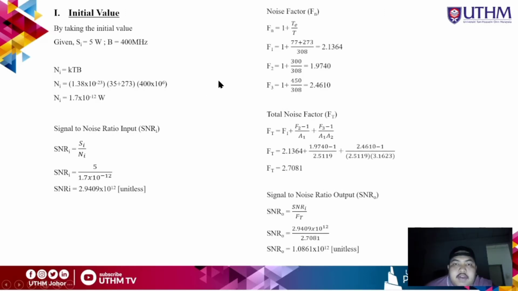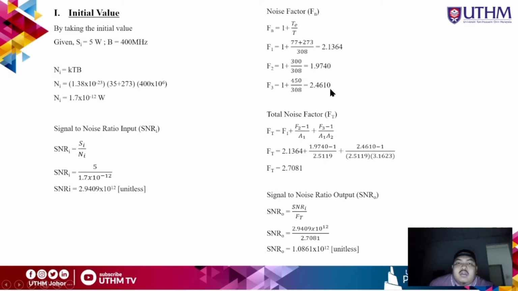Okay, next we find the noise factor of each amplifier and chamber. The noise factor formula is equal to 1 plus the chamber temperature divided by the absolute temperature. We get for chamber 1 equal to 2.1364, chamber 2 equal to 1.9740, and the noise factor for chamber 3 is equal to 2.4610.